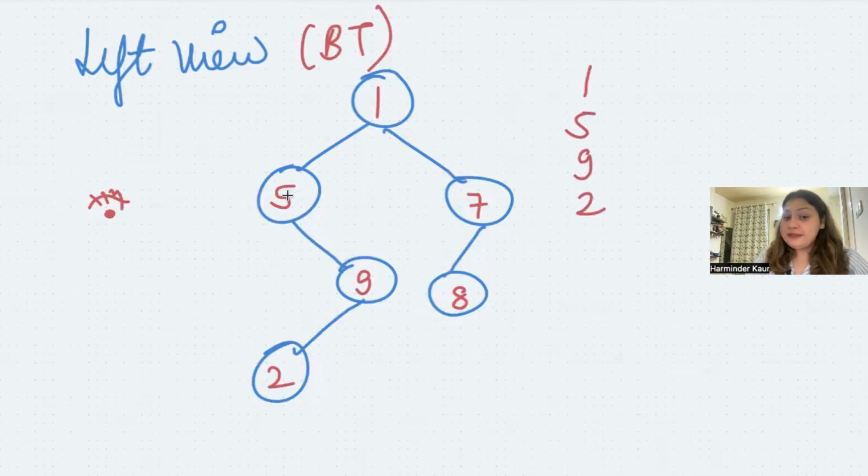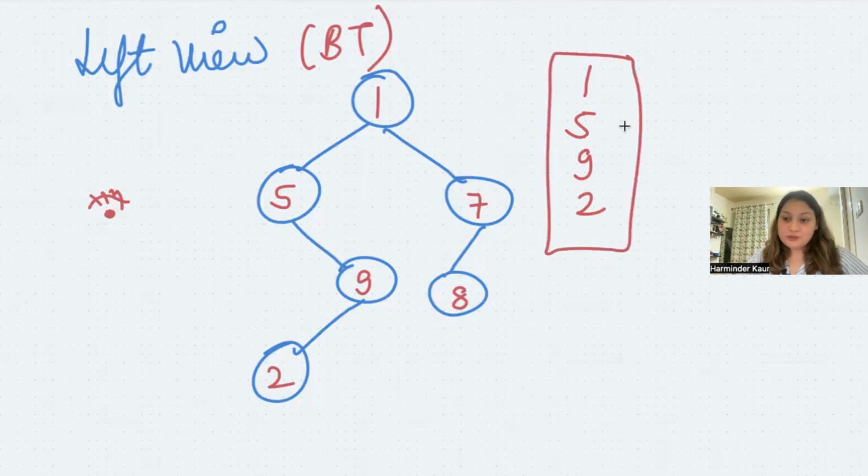Why? Because 5 is hiding 7. So 7 should not be in the output. Similarly, 8 is getting hidden by the 9. 2 doesn't have any other element, so that's why 2. So the output would be 1, 5, 9, 2. Now that is the question.